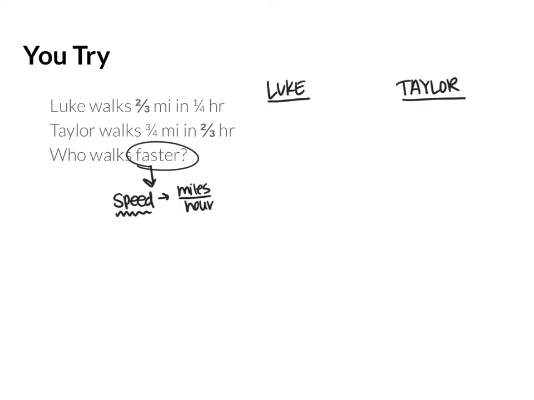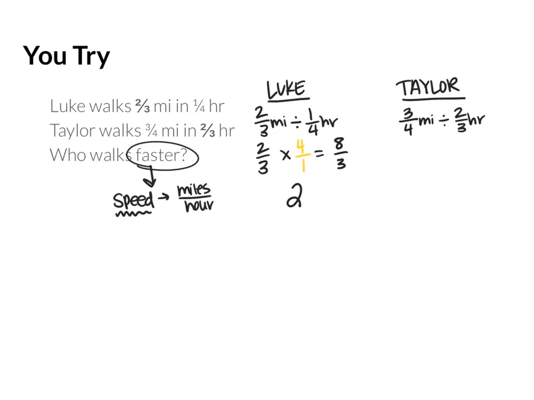Since the problem is asking who is faster, we're looking to compare their speeds, or their miles per hour. Luke walked 2/3 of a mile in a fourth of an hour, so we are going to divide 2/3 by 1/4. When I'm dividing fractions, I end up multiplying by the reciprocal. That gives me 8/3 as my answer, which is 2 2/3 miles per hour.